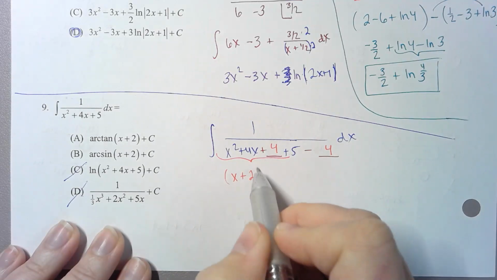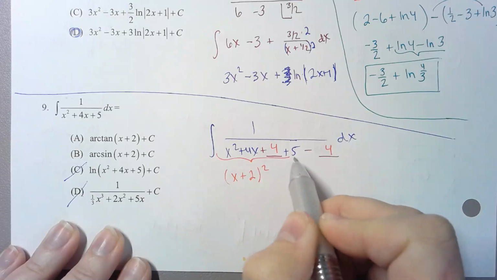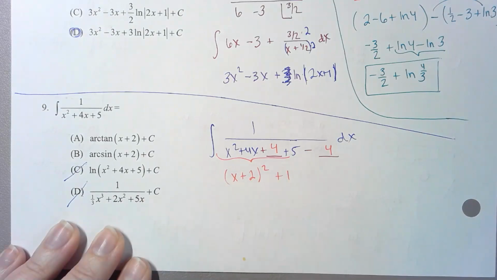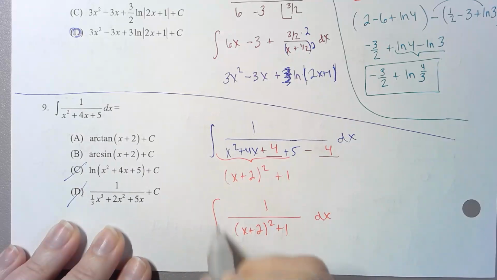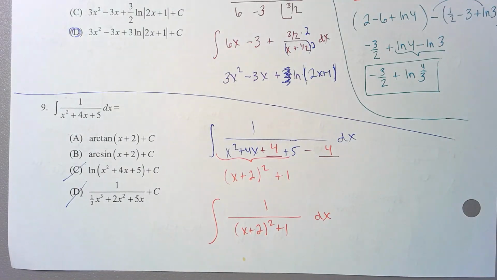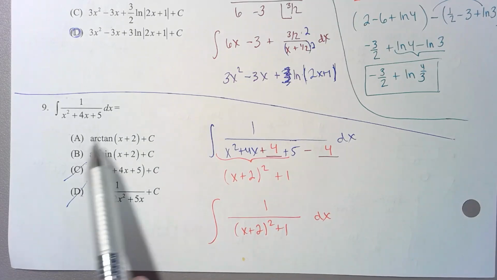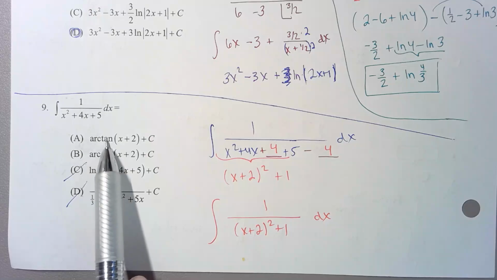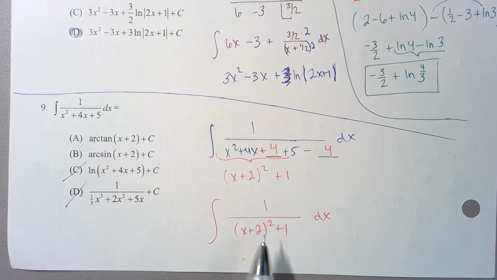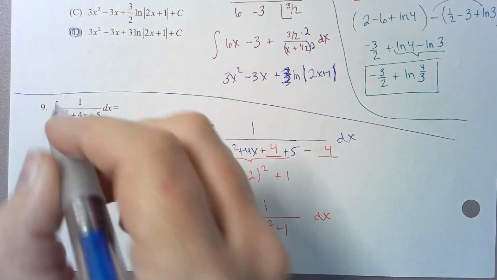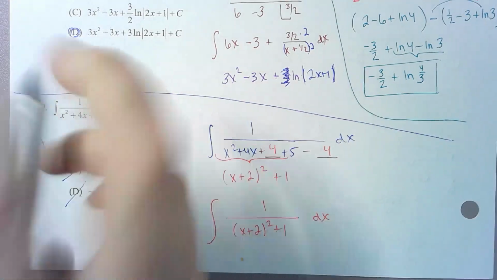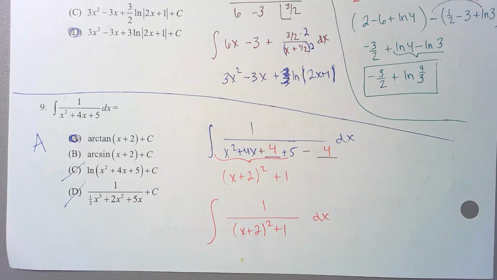This factors into x plus 2 squared. Combine your like terms to get a plus 1 at the end. Now don't forget that's still in the denominator. That's one of the things I see happen most often. But at least now we're in a better place to say, oh, look at that. Arctangent: the derivative of inverse tangent is 1 over blank squared plus 1. I never would have remembered to do that, but it is on our list of things to try.